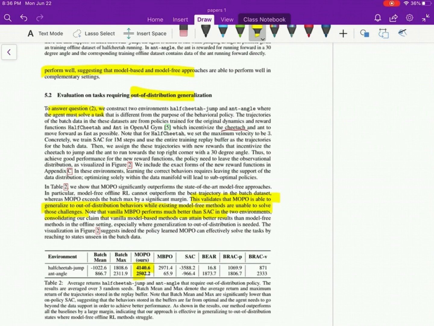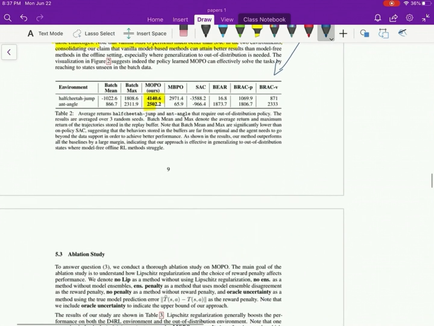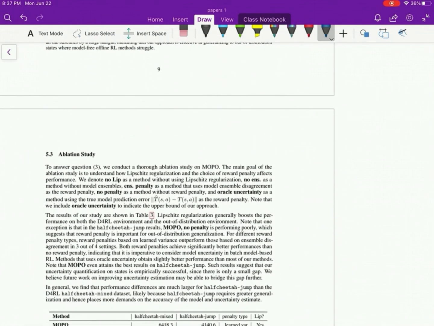Concretely, we train SAC for 1 million steps, use the entire training replay buffer as trajectories for the batch data. Then we assign these trajectories new rewards, like cheetah jump. Another typo. So this is just to achieve the out of distribution kind of scenarios. In these kinds of datasets as well, MOPO is performing better, which was one of the core parts that the theory promised.